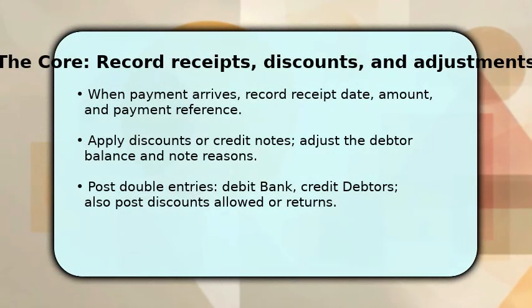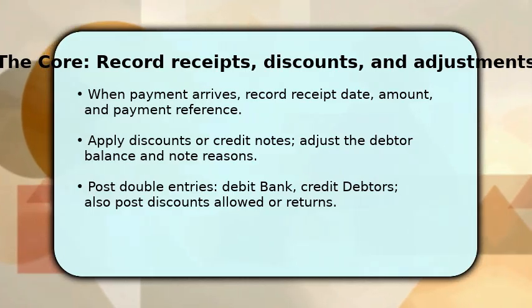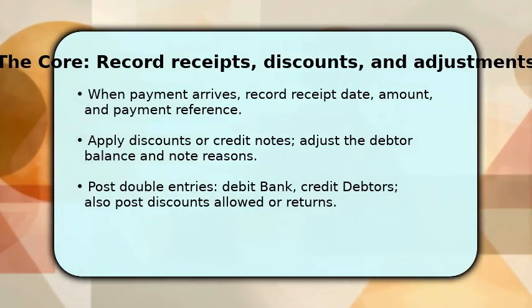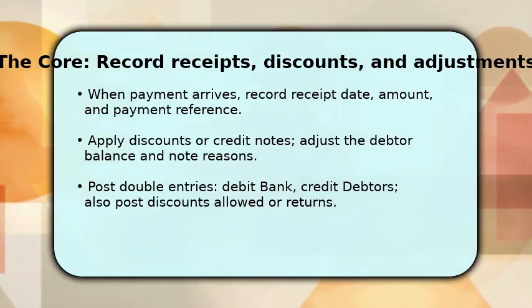When money is received, enter the receipt with date and reference, debit bank and credit debtors to reduce who owes you. If you give a discount or issue a credit note, record it in its own column and post the appropriate discount or sales returns account. Make sure to explain why the adjustment occurred so the audit trail is clear.